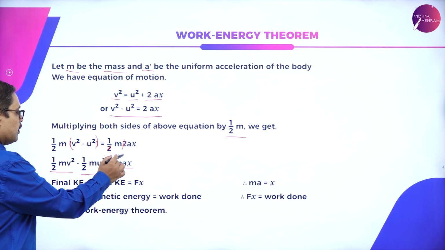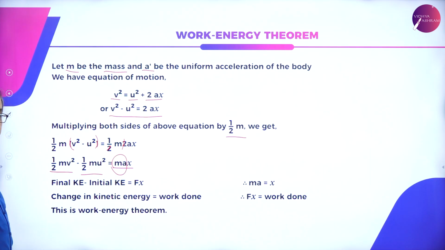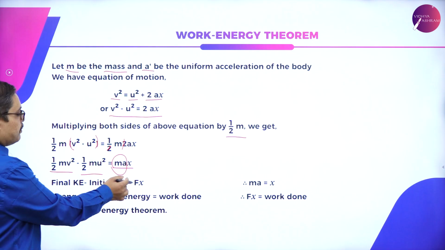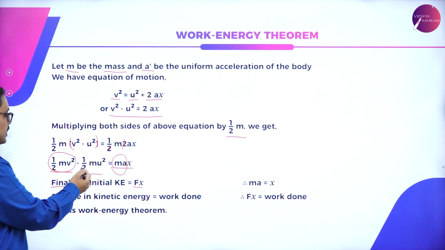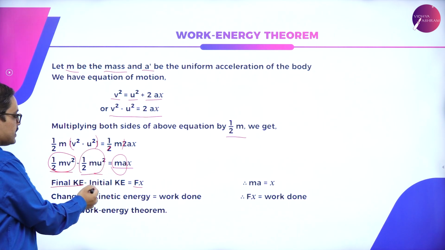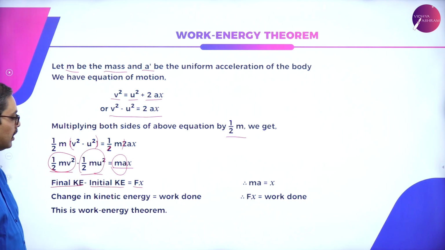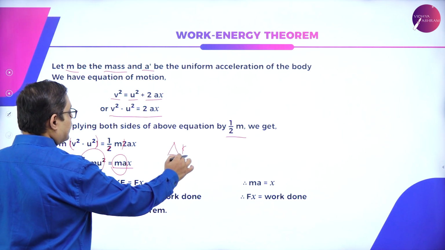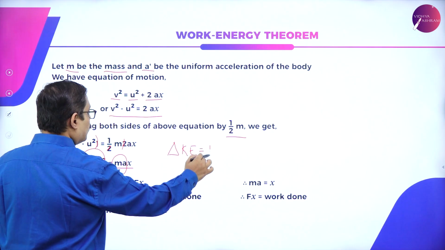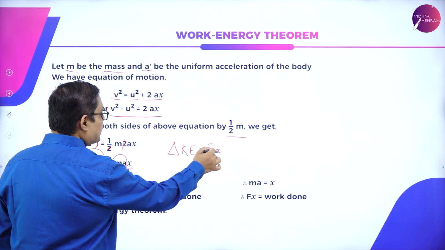Please check that force is given by mass into acceleration. So let me replace ma by F. This half mv square is nothing but the final kinetic energy. Half mu square is nothing but the initial kinetic energy, or the change in kinetic energy delta KE is equal to F into x. What is F into x?